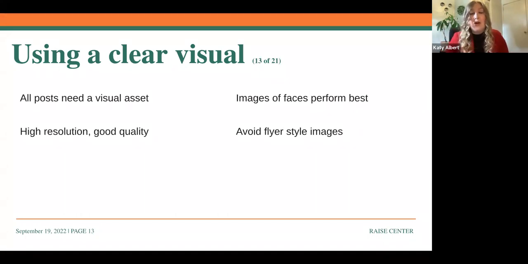Using a clear visual. So when you see a post, if that's a Facebook post, something on Twitter or Instagram, all of the channels place a lot of importance on the visual nature of the post. Instagram used to be an app that was entirely based on photo. Now they're using a little bit more video assets, but something that's true across the board is that all posts perform better when they have a photo or a link that has a nice visual attached to it. So that means a high resolution, good quality image.